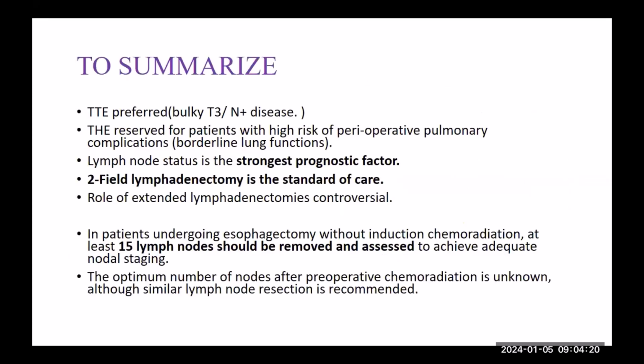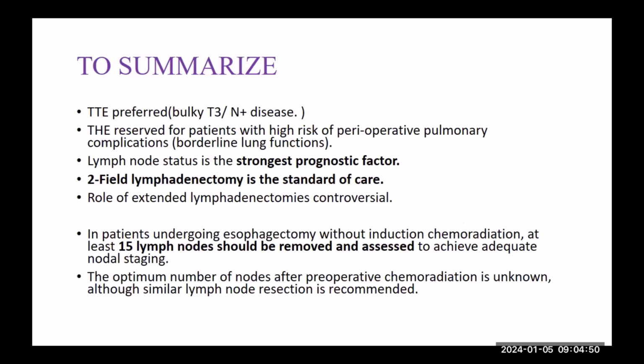So to summarize, we prefer TT because most of the patients we have here have bulky disease or any nodal positive disease. The THE is mostly reserved for the patient who has a high risk of perioperative pulmonary complication, who has borderline lung function. Lymph node status is the strongest prognostic factor. At present in TMH, they are doing 2-field lymphadenectomy. 3-field lymphadenectomy is mostly done in Japan.